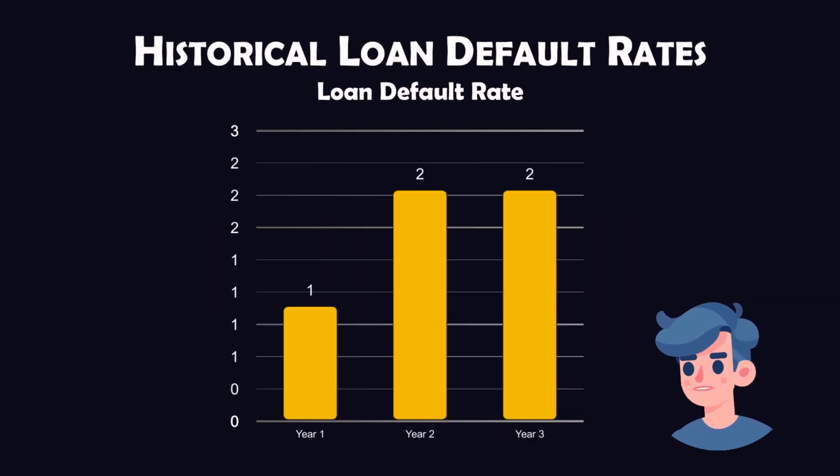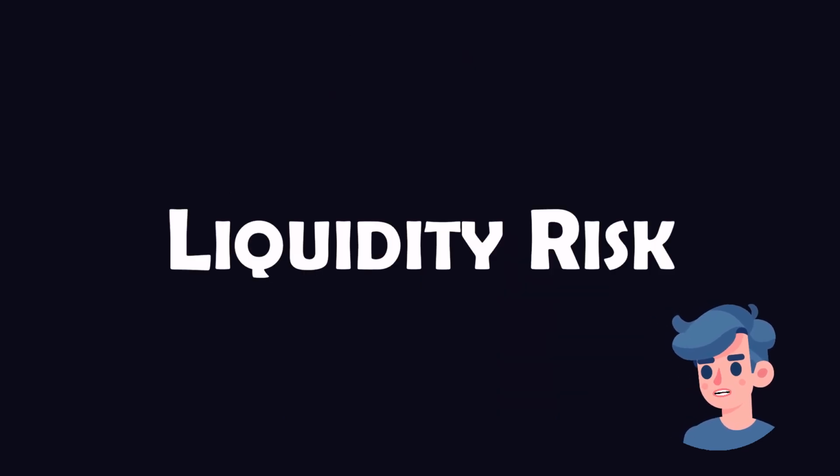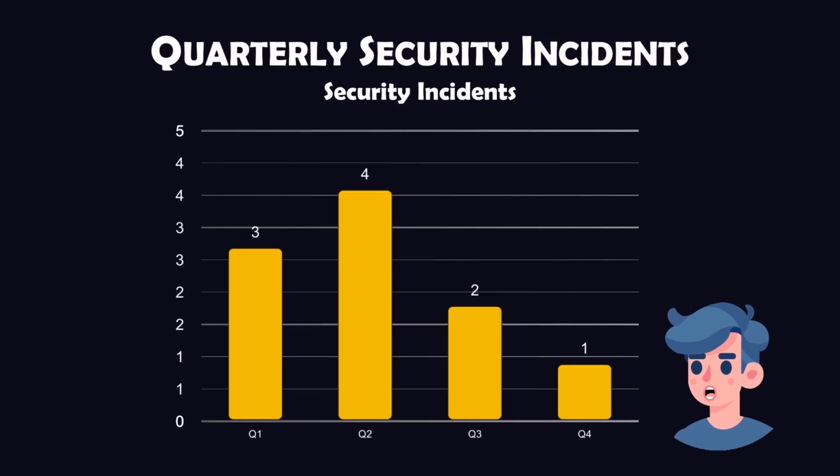Next, credit risk is the risk that a borrower will default on a loan. For example, if you lend money to a friend and they can't pay you back, you've encountered credit risk. Liquidity risk is the risk that an individual or firm will not be able to meet short-term financial obligations because they can't easily convert assets into cash without a loss. Finally, operational risk stems from the day-to-day operations of a business. For example, a cybersecurity breach can lead to significant financial losses.